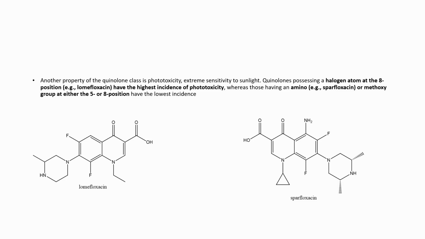Another property of the quinolone class is phototoxicity or sensitivity to sunlight. Quinolones having a halogen atom at the 8th position, such as our lomefloxacin here, this is number 8, have the highest incidence of phototoxicity. And those with an amino or methoxy at the 5 or 8 position have the lowest incidence. So here you have an amino substituent in our sparfloxacin. Okay, so lomefloxacin is notorious for phototoxicity.